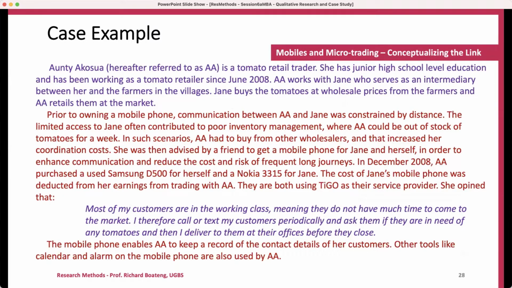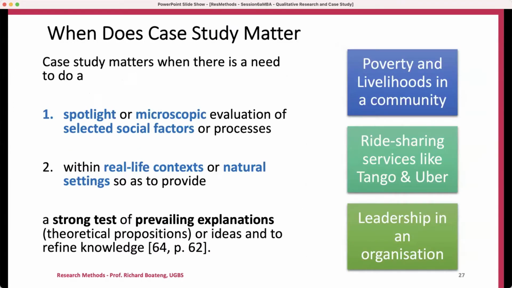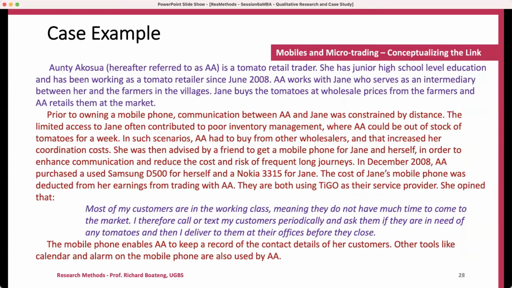Okay, so this is like a case study. Now, one thing about a case study is that it is a study of a bounded system. In a case study, it is always accompanied by a case description and case-based themes. Case description explains the context. Case-based themes talk about the issues you want to discuss. So this paper is about mobiles and micro trading. The question is, how do mobiles impact the micro trading activities of market women or market traders?